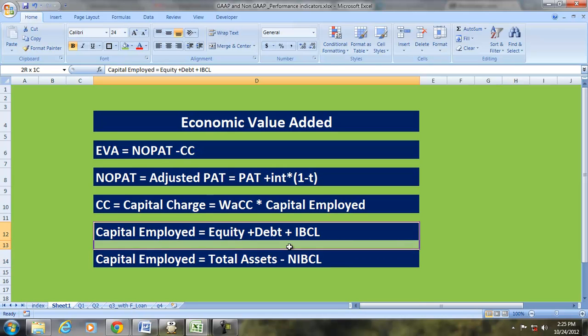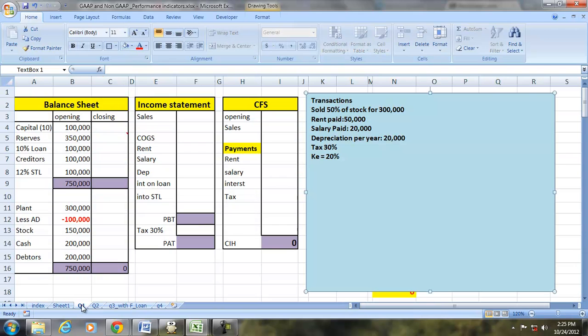But in this case also we are assuming that there are no accounting adjustments. If the accounting adjustments would have been there, the capital employed will also be increased or decreased to the extent of the accounting adjustments, which we'll see in the later part of our discussion. So with this understanding that economic value added is the excess of NOPAT over the capital charge, we'll take an example to understand, calculate the EVA.